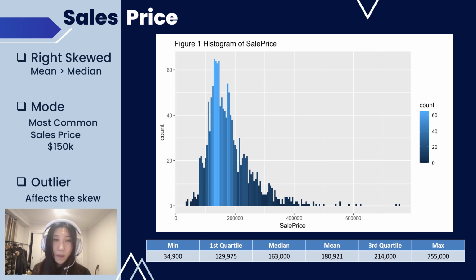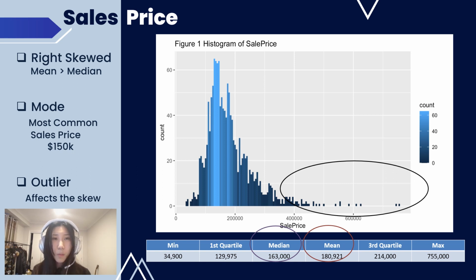The graph shows a mean of 180K, while the median is 163K. It is right-skewed with a long tail on the right-hand side. This might be due to the outliers in the long tail as they will drag the mean upward. The right skew implies that most houses were sold at a price below average. The mode of 150K indicates that most houses are sold around that price.